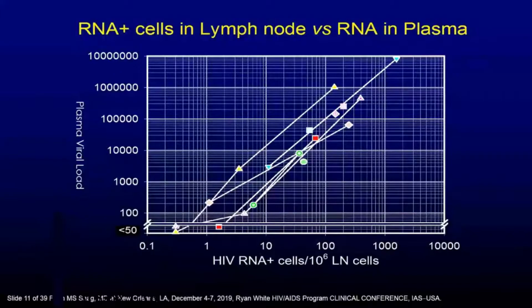I'm going to say that again because that's very important. The plasma viral load that you measure out of the blood, say it's 30,000 copies, that plasma viral load is directly proportional to the number of cells in the person producing virus at that moment in time. That's key. And it leads to another question.